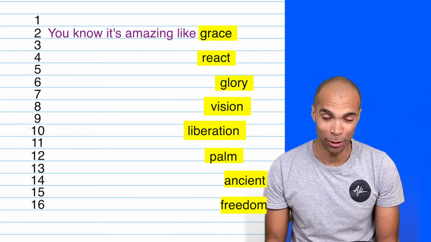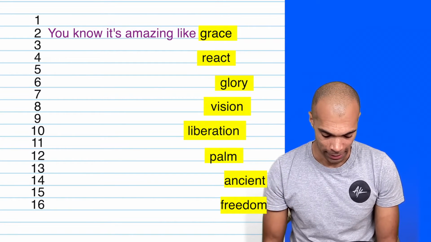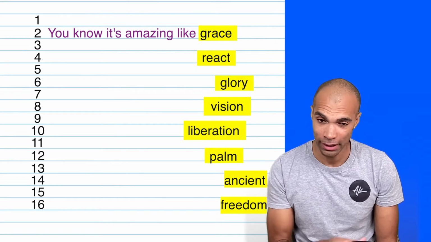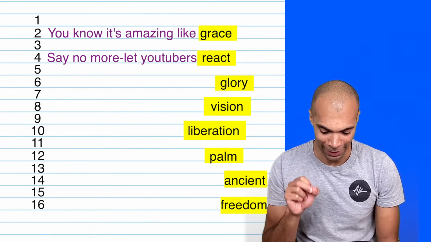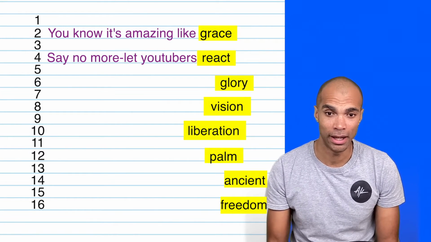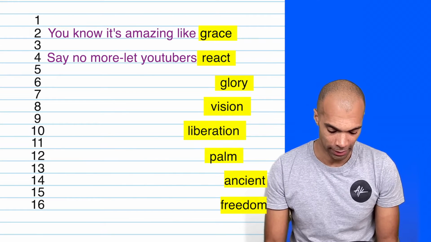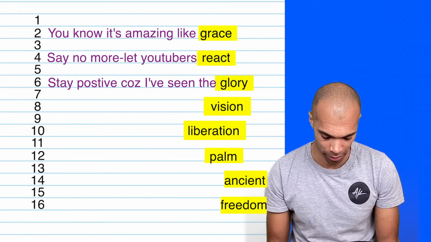The same for line 4. At the end of line 4, I have the word react. And the line I've thought of that's going to end in react is: say no more, let YouTubers react. Line 6 ends in glory. And I have the line: stay positive because I've seen the glory.